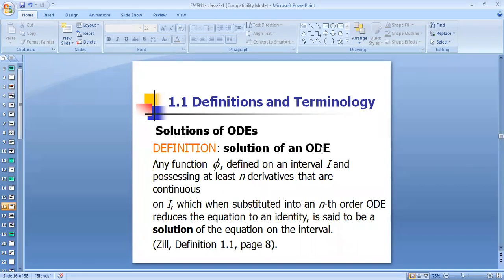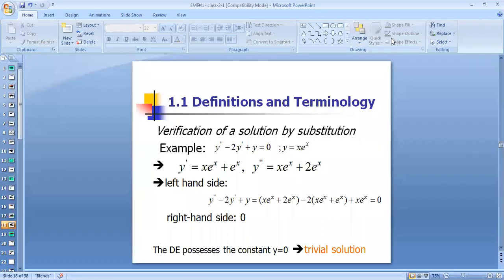Solution of an ordinary differential equation. Now, verification of a solution by the substitution method. Example: d²y/dx², the second derivative, second order: y double dash minus 2y dash plus y equals 0, where y equals x e to the power x.